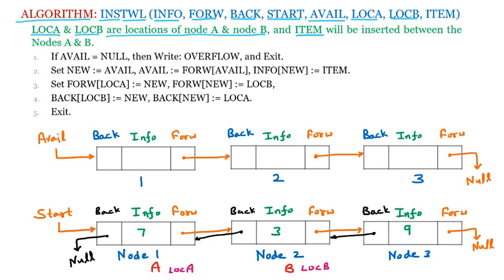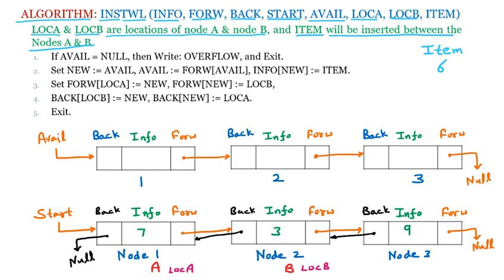Now the item: we are having one more variable, item, which will be inserted between node A and node B. So I am going to take one item that will be inserted between these nodes. Let us suppose that the item which we are taking is 6. So this 6 we want to insert between node A and node B, which are at location A and location B.